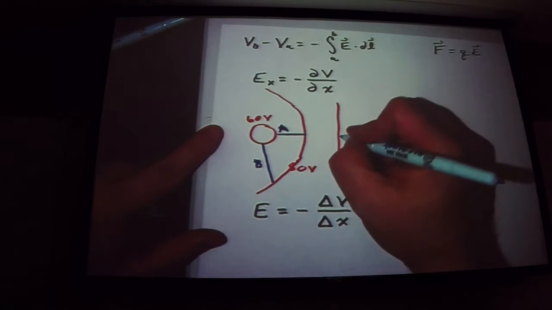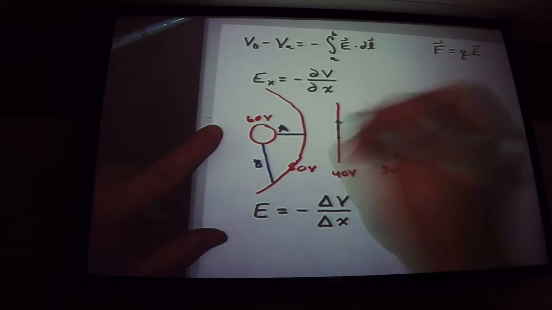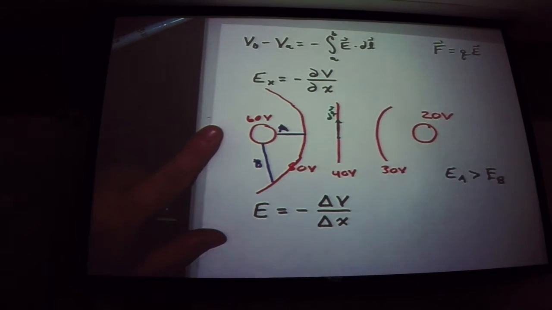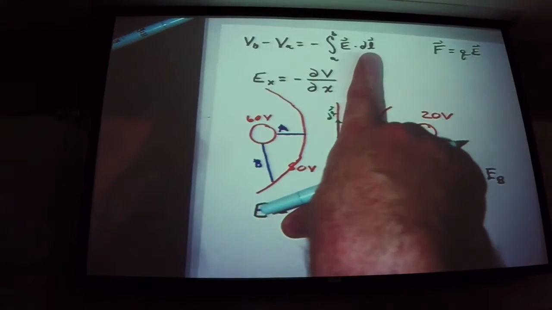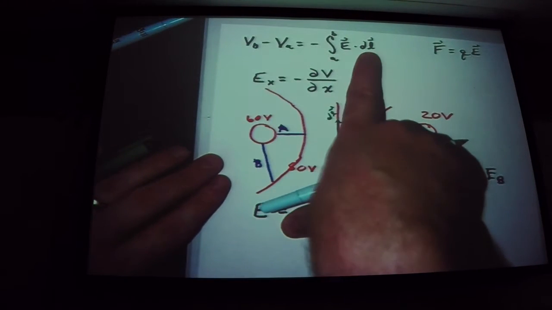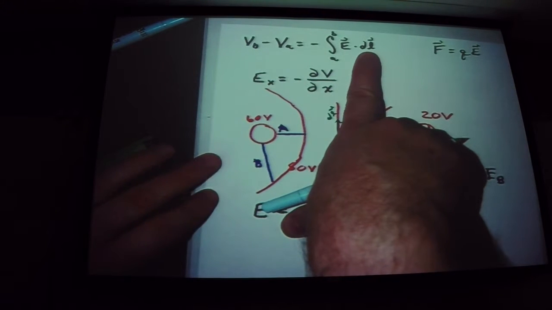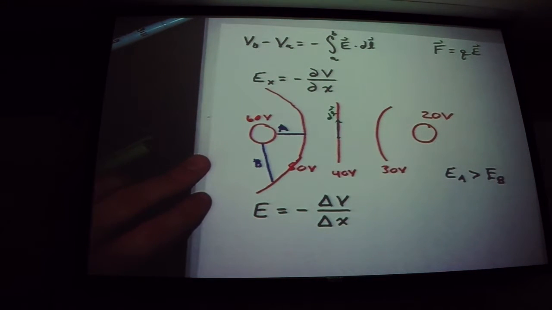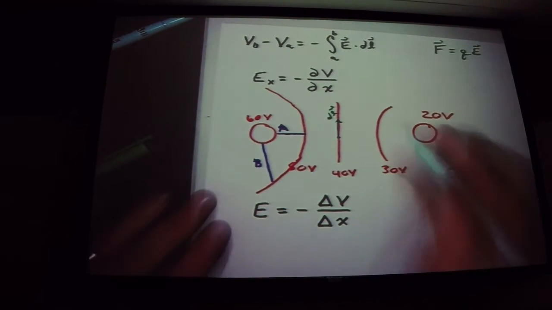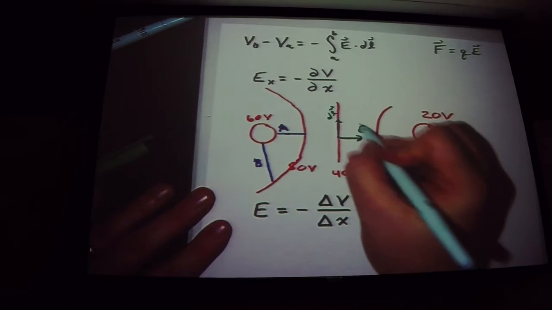In other words, when I'm moving along an equipotential line, that's my dL. How do I make my dot product zero here? It has to be perpendicular. If E is perpendicular to dL, what that means is that the electric field is always going to be perpendicular to the equipotential line. Always. So my electric field must point perpendicular to it.